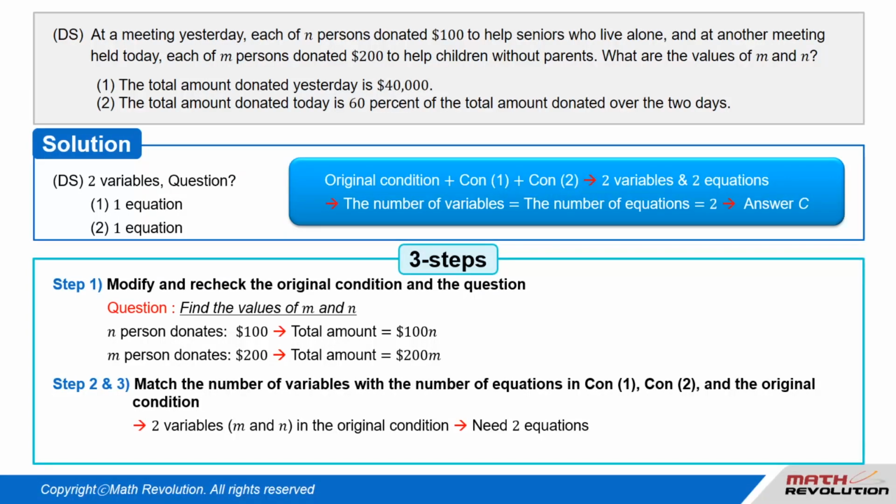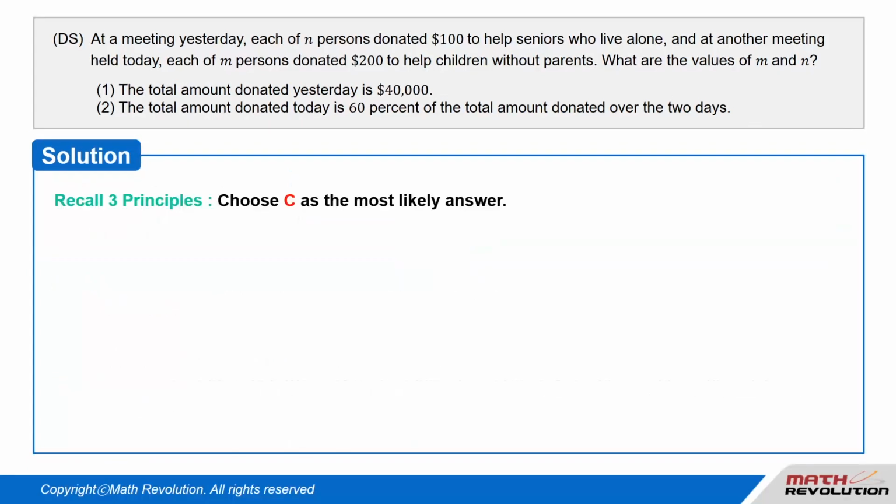Follow the second and the third step. From the original condition, we have 2 variables, M and N. To match the number of variables with the number of equations, we need 2 equations. Since conditions 1 and 2 will provide 1 equation each, C would most likely be the answer. Recall 3 principles and choose C as the most likely answer.